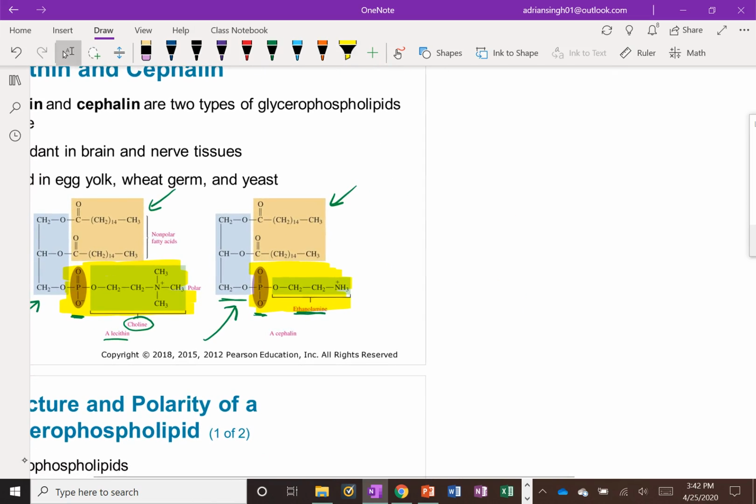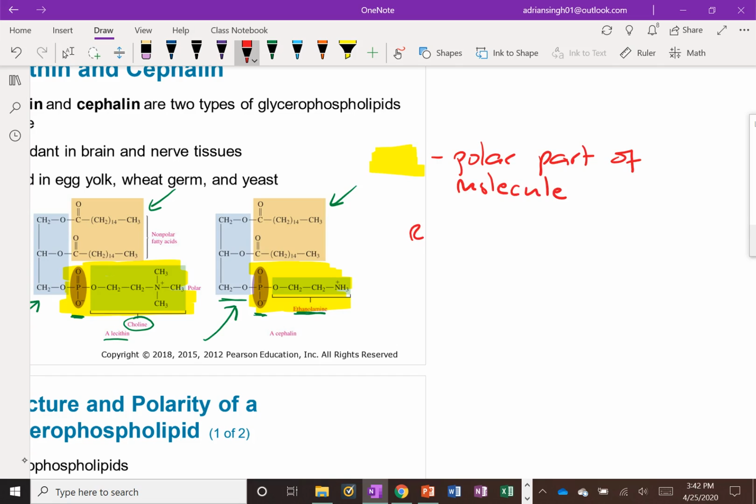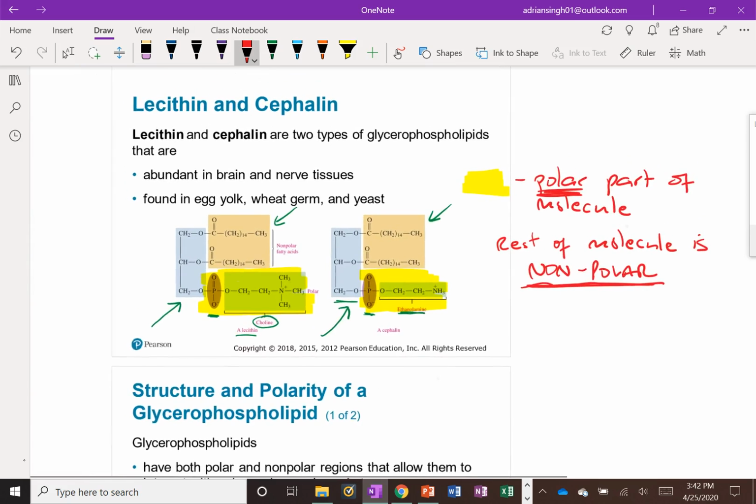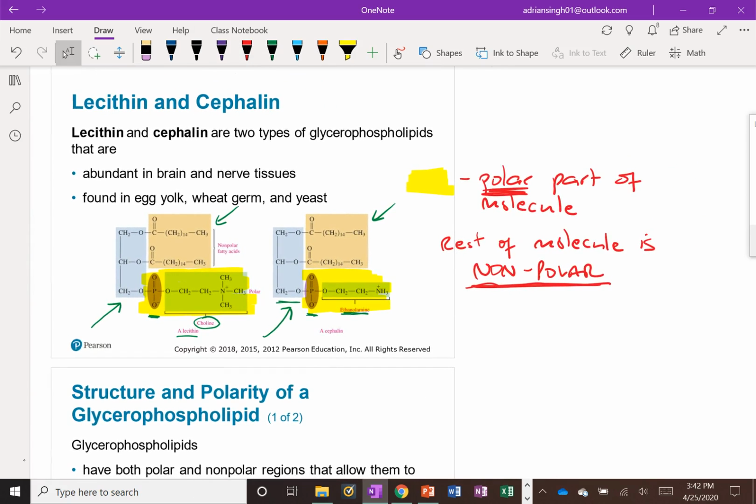All right, so we have the yellow highlighted part of the molecule here. So the polar part of the molecule, and then the rest of the molecule is nonpolar. So you have a special case happening now where you have these glycerophospholipids that have both a highly polar region, and the remaining part of it is going to be non-polar. All right, and we'll take a closer look at what that means in a second.